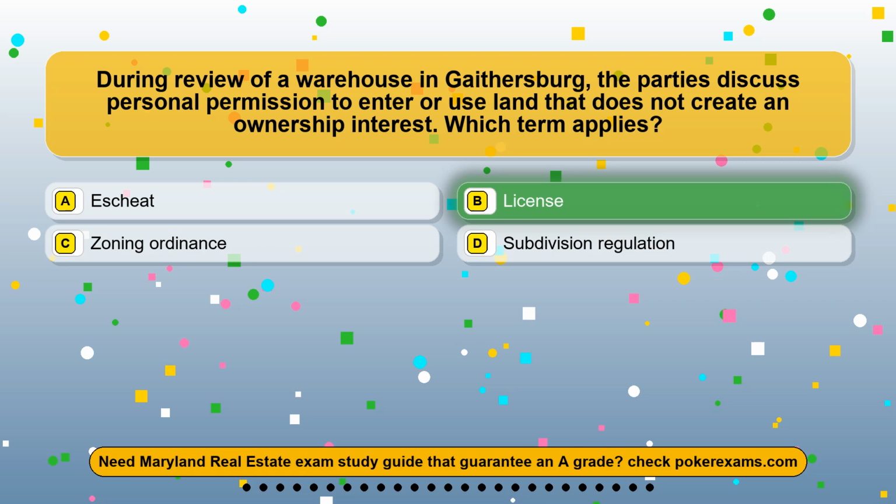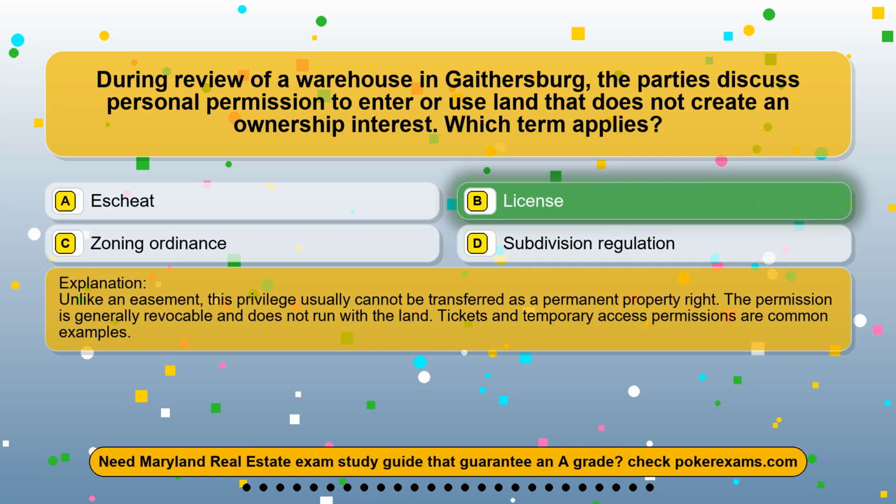The correct answer is option B, license. Unlike an easement, this privilege usually cannot be transferred as a permanent property right. The permission is generally revocable and does not run with the land. Tickets and temporary access permissions are common examples.